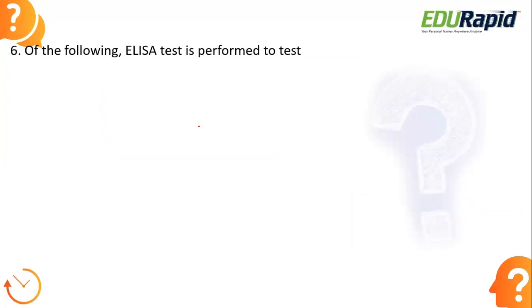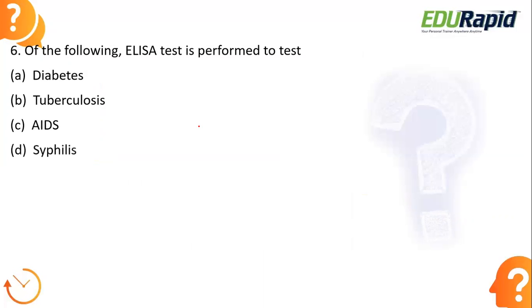Of the following, the ELISA test is performed to test diabetes, tuberculosis, AIDS, syphilis.